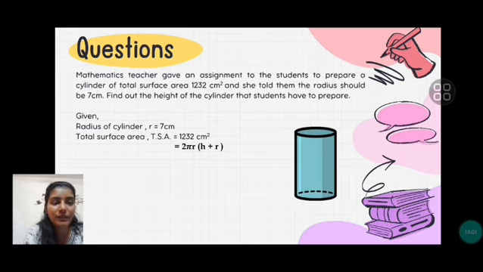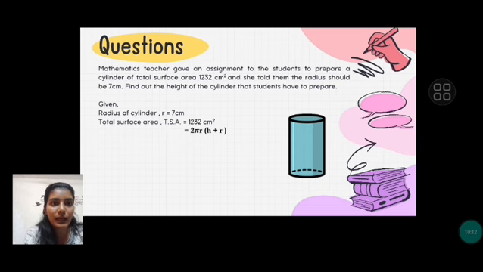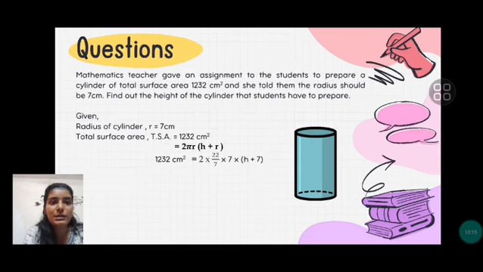So what is the formula for finding the total surface area? It is 2 pi r into h plus r. Now we are going to substitute these values in the formula. So 1232 is the total surface area, which is equal to the formula 2 into 22 by 7 into the radius, which is given as 7, into height, which is unknown. We will take it as h, then plus the radius, which is 7. So 1232 is equal to 2 into 22 by 7 into 7 into h plus 7.